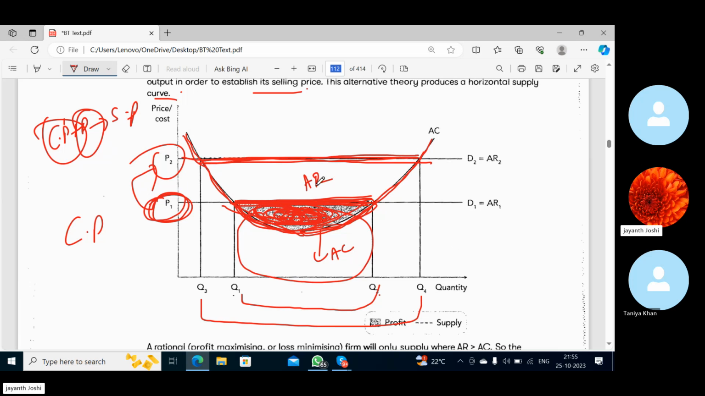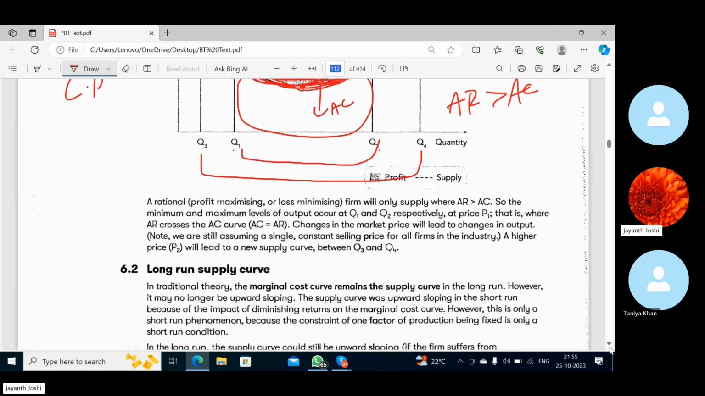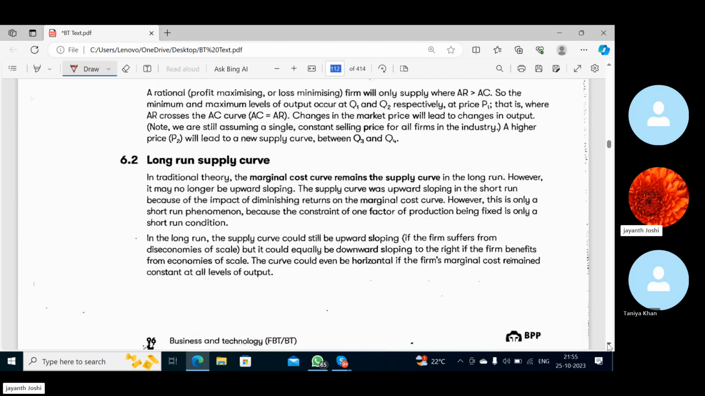If this is AR and this is AC, if AR is more than AC, you are in profits. Average revenue more than average cost, or equal also, that's okay. But beyond that, you are having high cost because of diseconomies of scale.